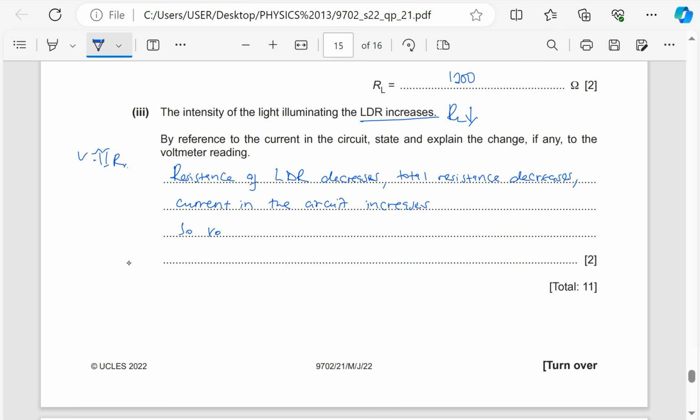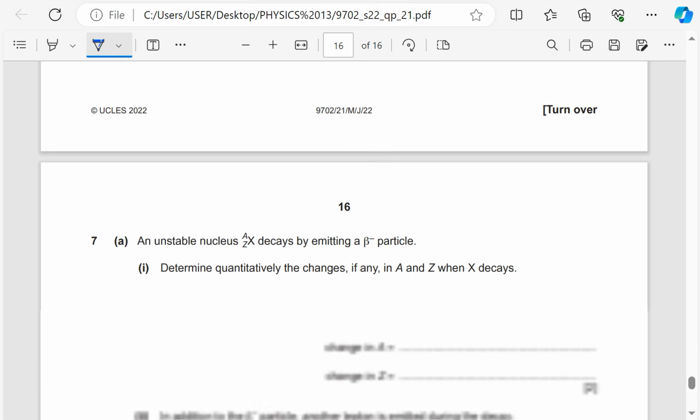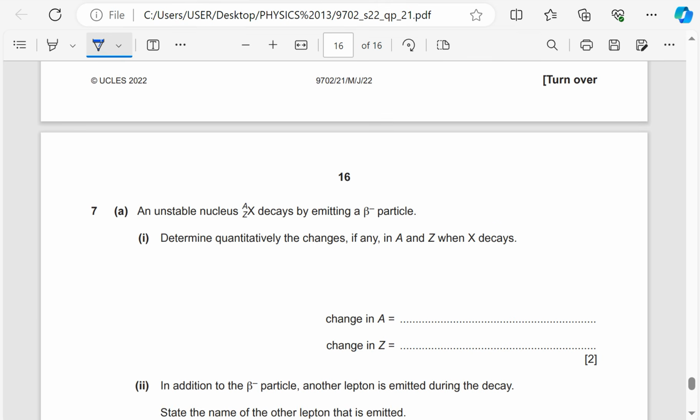So the voltmeter reading increases. Okay, as simple as that. I think this is the last particle physics.